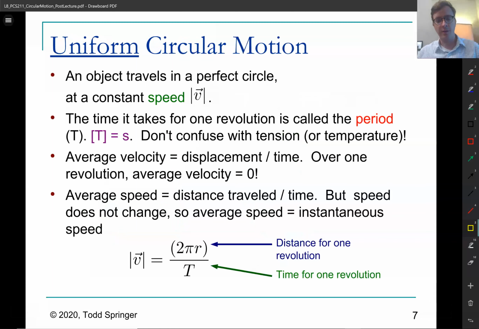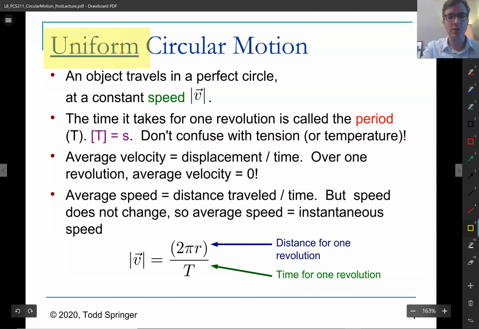So now I want to focus on the special case of what's called uniform circular motion. So not just any circular motion, but uniform circular motion. Uniform means a constant speed. So the object is traveling in a perfect circle at a constant speed. So you've got your car on cruise control, hopefully not going too fast, in the parking lot, doing donuts, right? So the constant speed is v.